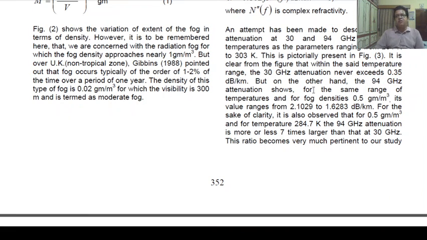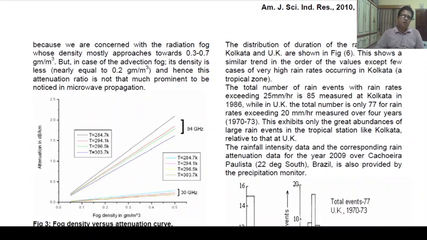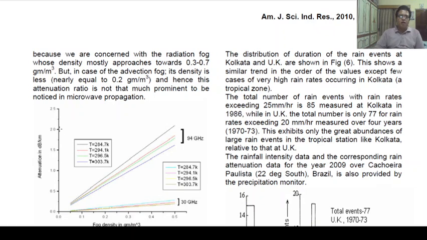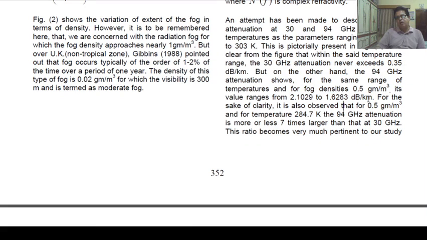But for 94 GHz, for the same range of temperatures, when fog density is 0.5 gram per meter cube, its values range from 2.1029 to 1.6283 dB per kilometer. Here you can easily see that it ranges from 1.5 to between 2.1 and 2.2. For the sake of clarity, it is also observed that at 0.5 gram per meter cube, for temperature 284.7 K, the 94 gigahertz attenuation is more or less 7 times larger than 30 gigahertz.